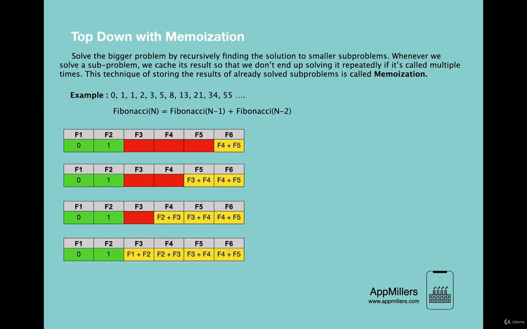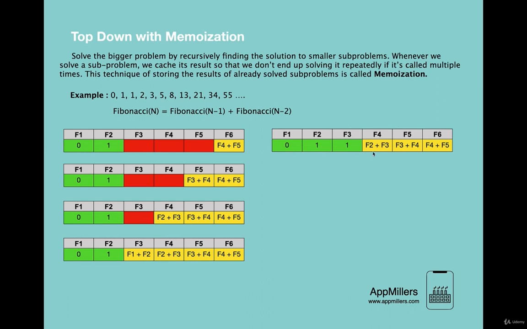Now in the next case, we need to calculate Fibonacci 3. Now the Fibonacci 3's formula is like this: Fibonacci 1 plus Fibonacci 2. Now we know that the first two numbers of Fibonacci are 0 and 1. So based on this formula, we can calculate Fibonacci 3. Now if we calculate the Fibonacci 3, we know that 0 plus 1 is 1. So we are storing this value, so we don't need to recalculate it in the next stage.